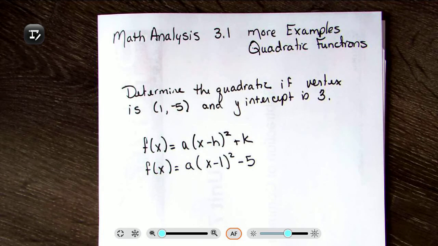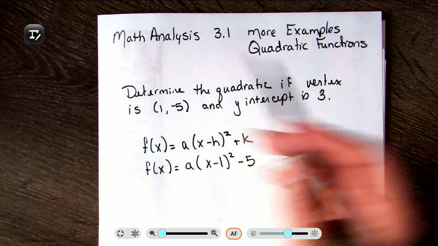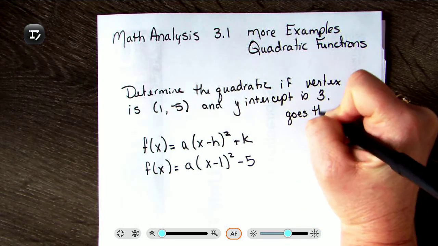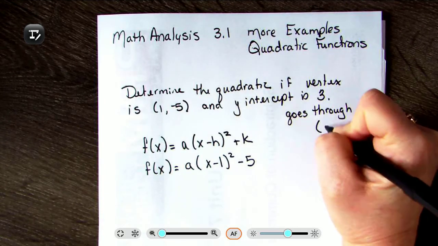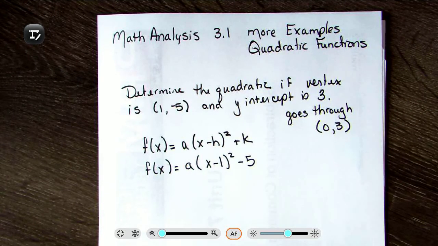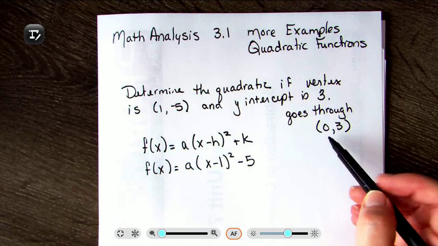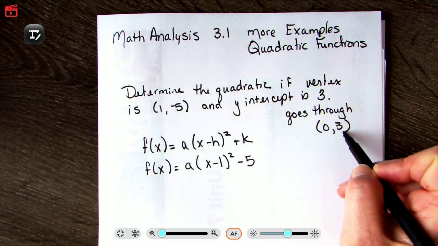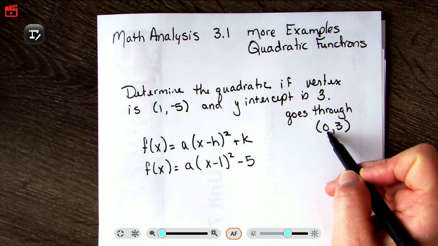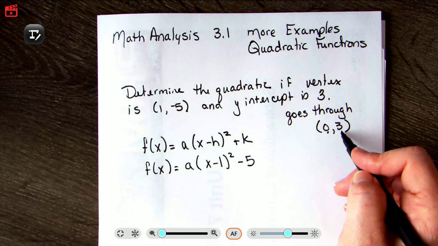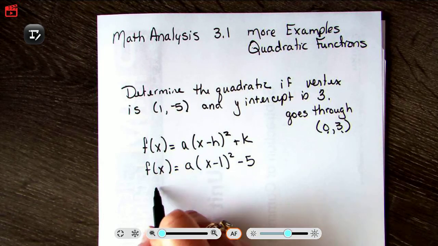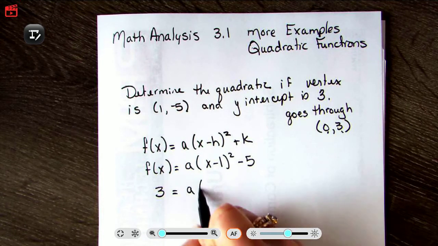Now if the y-intercept is 3, that tells you that it goes through (0, 3). Or maybe they gave us a different point. But you're going to have a point that you can use. Notice this will be your x value, this will be your y value. So I'm going to substitute this in where I see x, and this is going to go where the y is, but we don't have a y, we have f of x. So remembering f of x is just a fancy way of saying y. So we will substitute in the 3 and that 0.